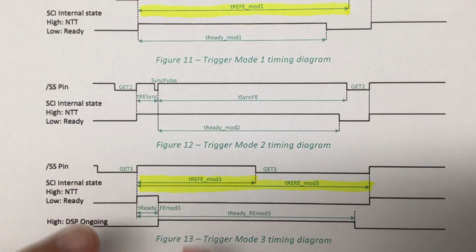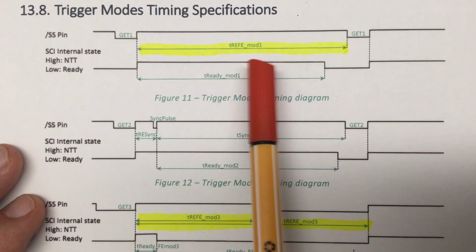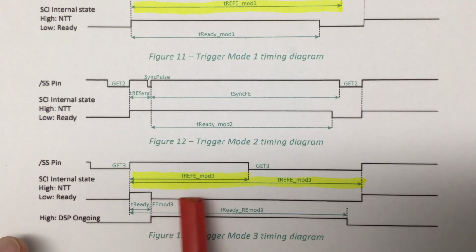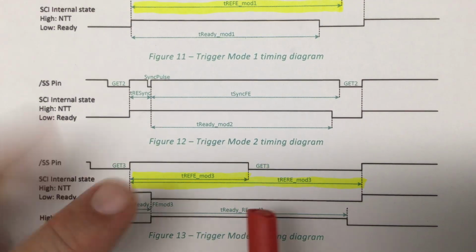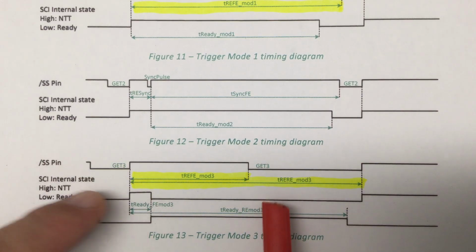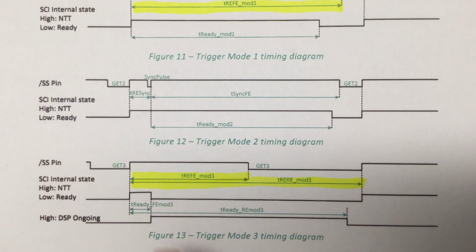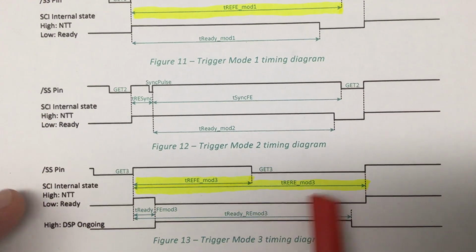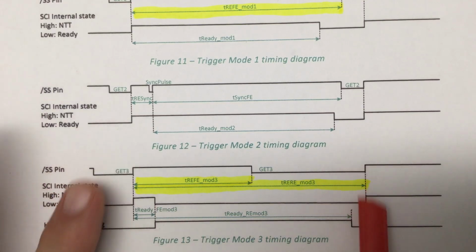And here we see that like get1, where we have a T_REFE_mod1, we have here for trigger mode 3 a T_REFE_mod3, which is the minimum time between two get3 SPI transactions. But in addition, we also have a T_RERE_mod3, which is basically the minimum period of get3 transactions, or the inverse of it, the maximum frequency of get3 transactions.